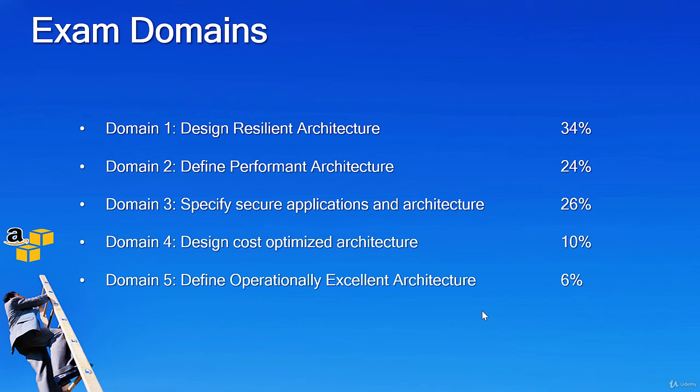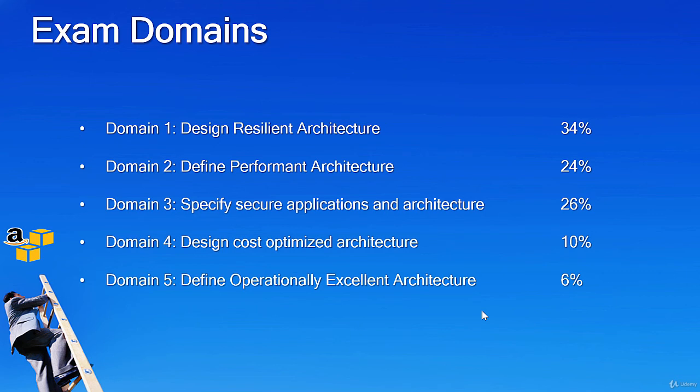Here is a list of main exam domains and their weightage. AWS has divided the exam questions into 5 different exam domains. Each domain has different weightage. In this exam, the total number of questions are 65. I thought of going through this later in the session, but it's better to discuss this now. Based on the weightage here, for an example, you get 10% from design cost optimized architecture domain, which is 6 or 7 questions out of 65.